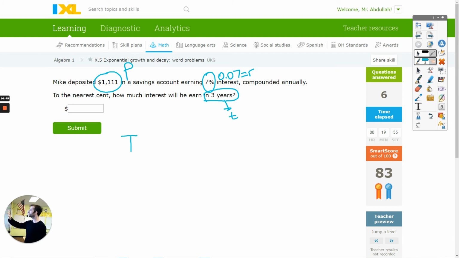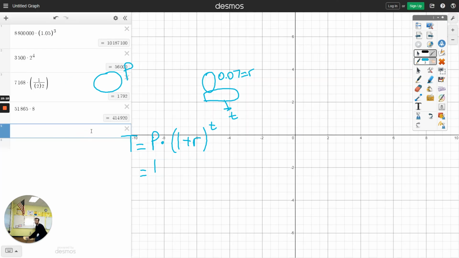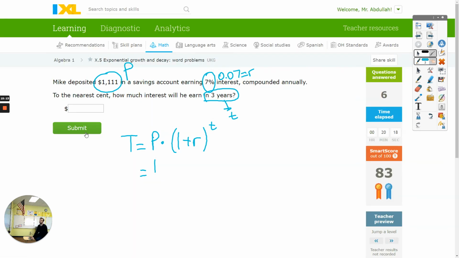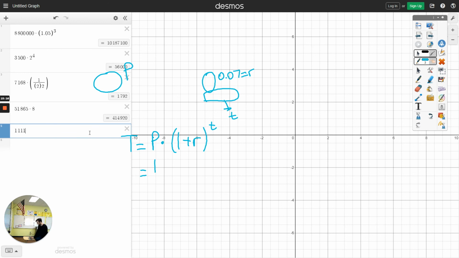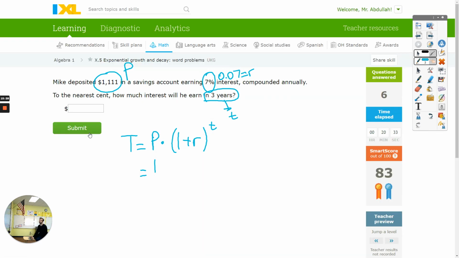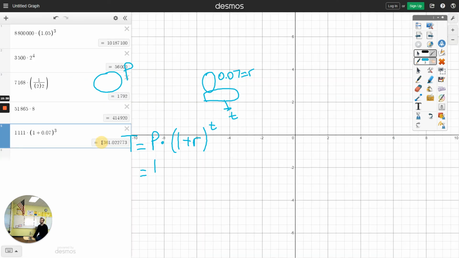So the formula is the total amount would be P, principal amount, times 1 plus R to the power of the time. So let's plug everything in. Principal is 1000, or I'll just get on Desmos and then plug in everything over there, because I can keep these formulas and everything over here. So the principal amount was this, times 1 plus 0.07 to the power of, I think it was 3 years. Let me double check. Yeah. So this would be the amount.